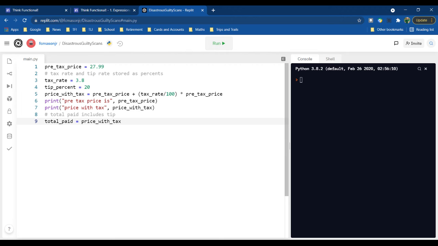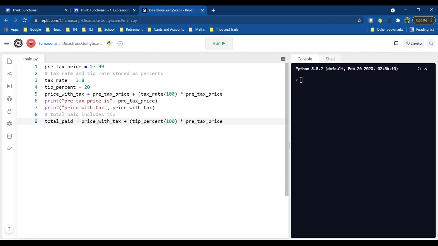Okay, so total paid is the price plus tax plus, now I've got to use tip percent, right? So tip percent, and I have to turn that into a decimal, so I have to divide it by 100. And then let's see, I was going to tip not on the price that included tax, but only the pre-tax price.